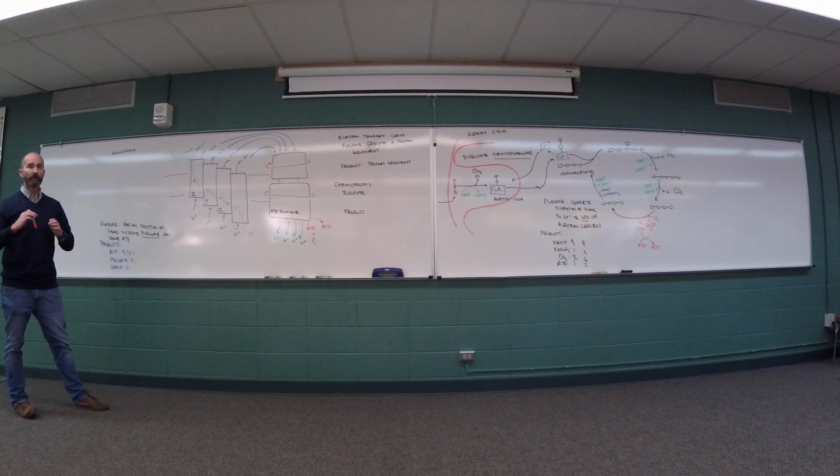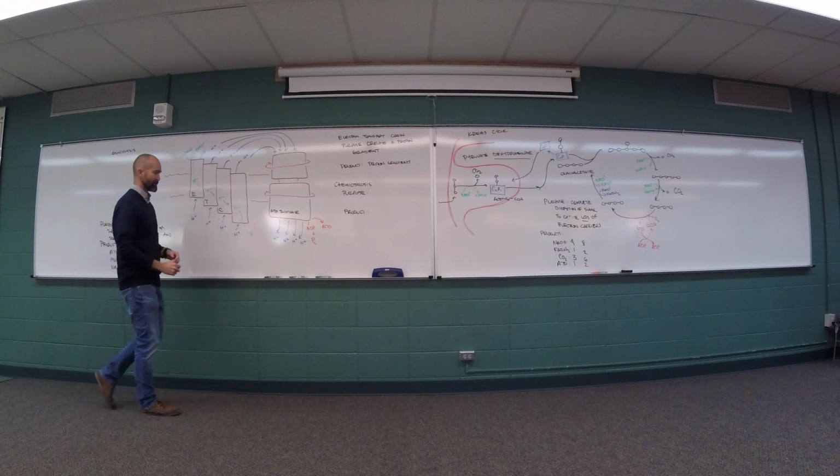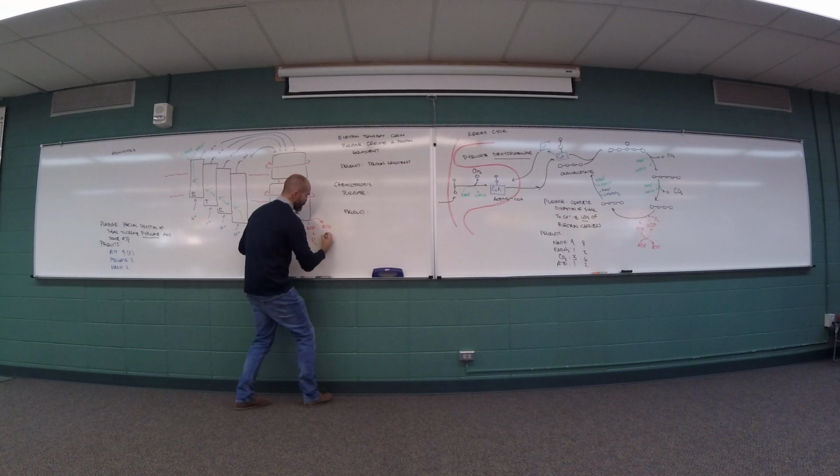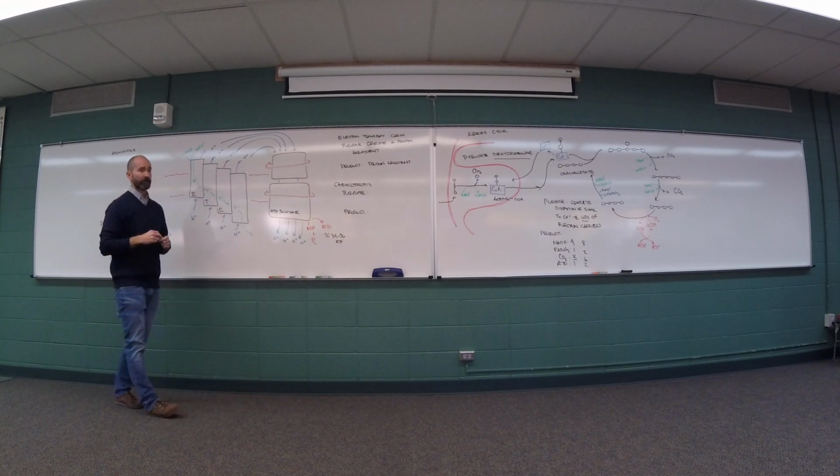Now, per glucose molecule, there is a range of ATPs that can be created. We'll talk about why there's a range in just a few minutes. But generally speaking, you get approximately 34 to 36 ATPs created at chemiosmosis, so a ton.